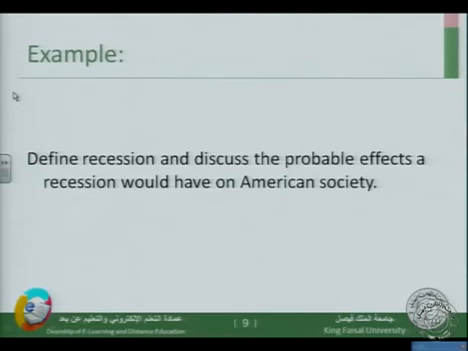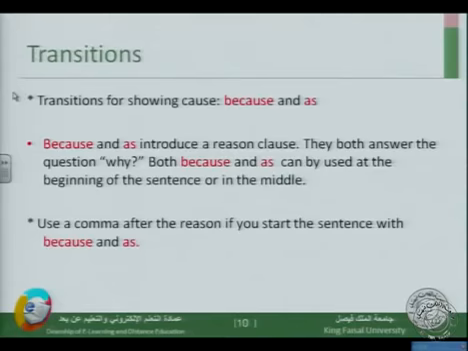Hopefully this point was clear. Also, you need to pay attention to transitions. We have some transitions for showing cause in English, like because and as. Because and as introduce a reason clause. They both answer the question why something happened.